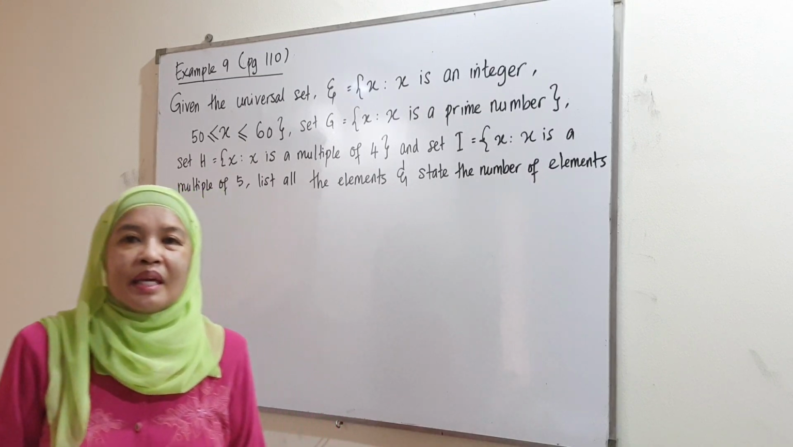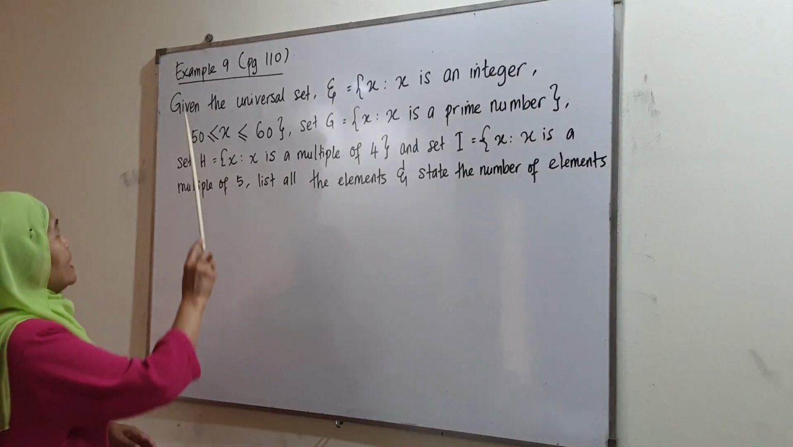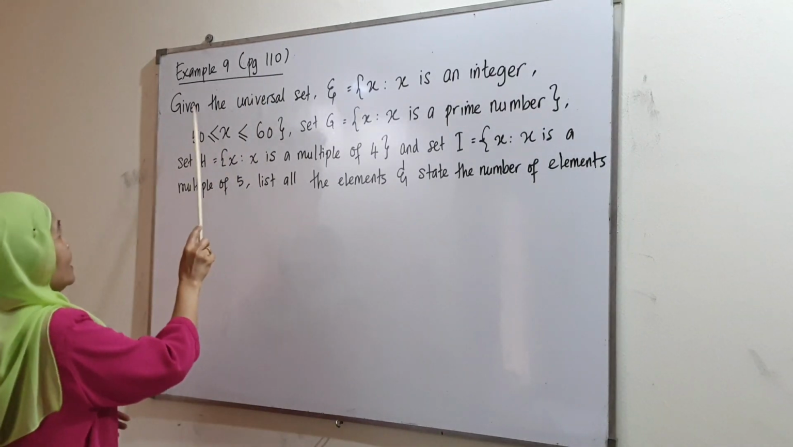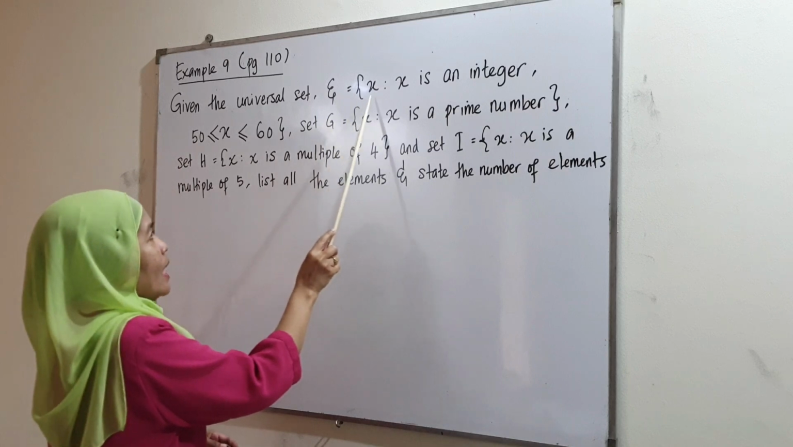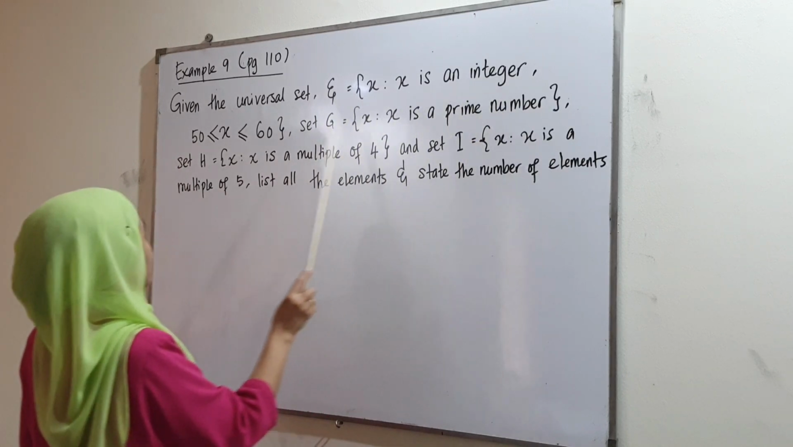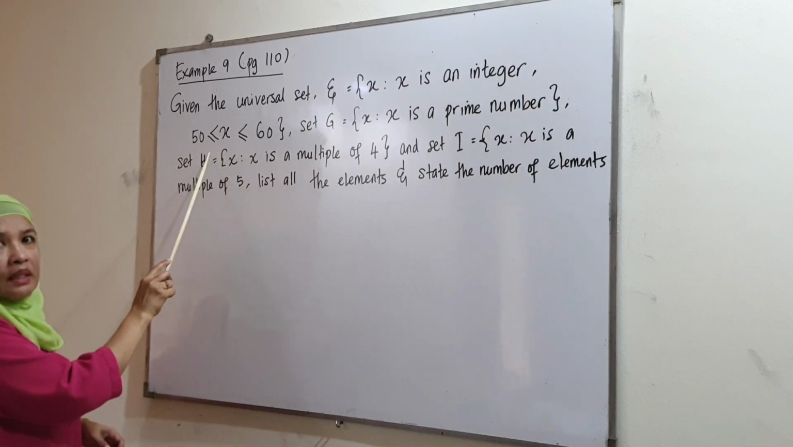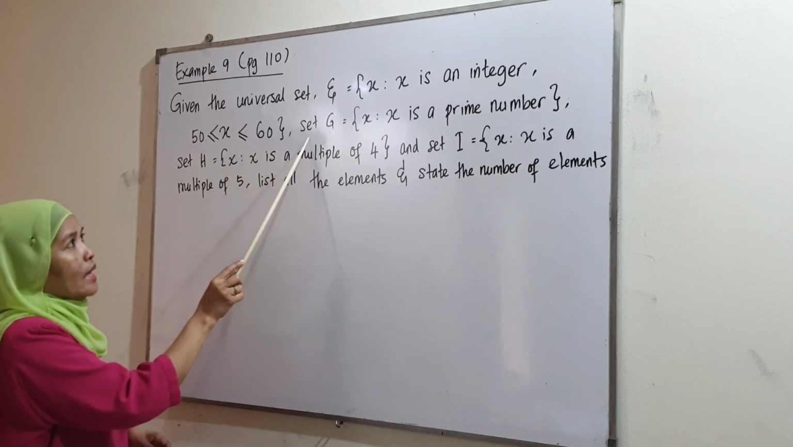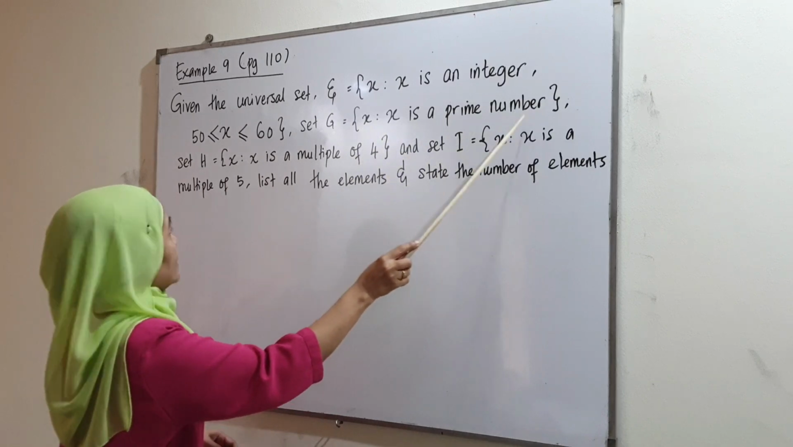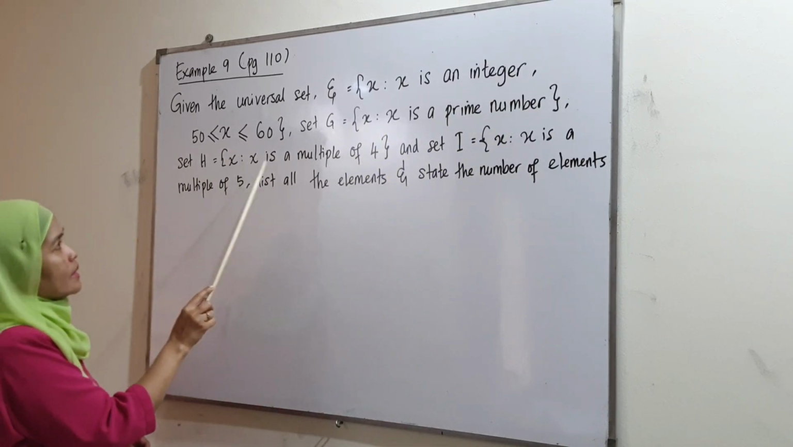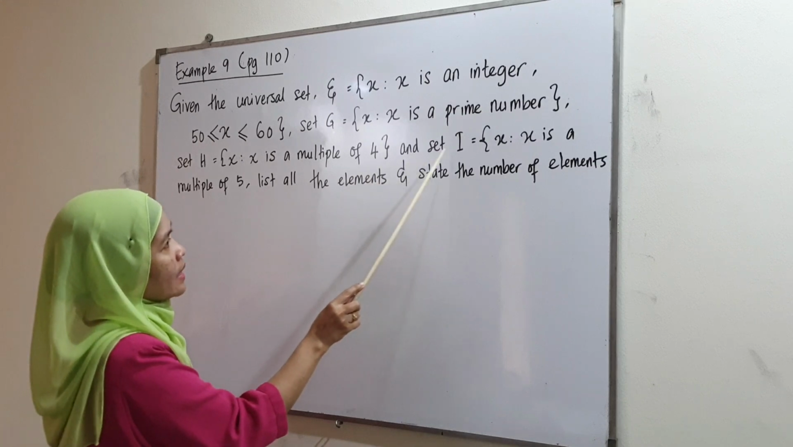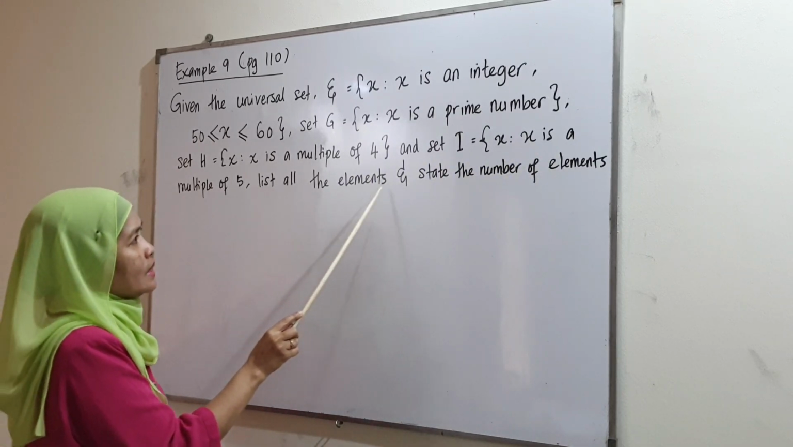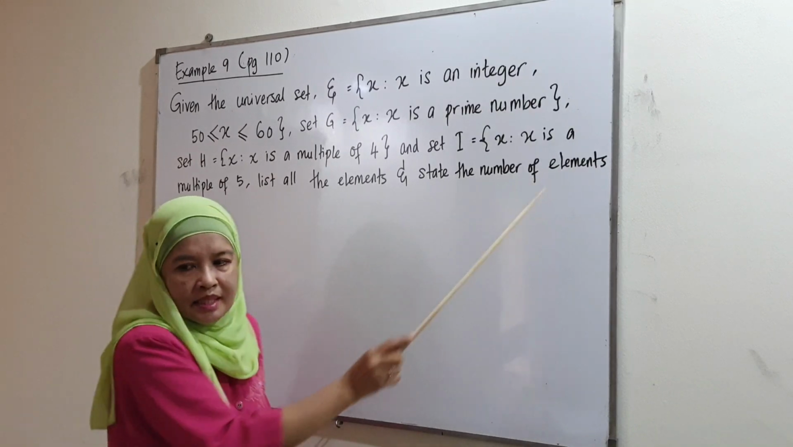My dear students, today teacher will continue Example 9, page 110. Given the universal set ξ, x is an integer, x ≥ 50 and x ≤ 60, set G, x is a prime number, set H, x is a multiple of 4, and set I, x is a multiple of 5. List all the elements and state the number of elements.